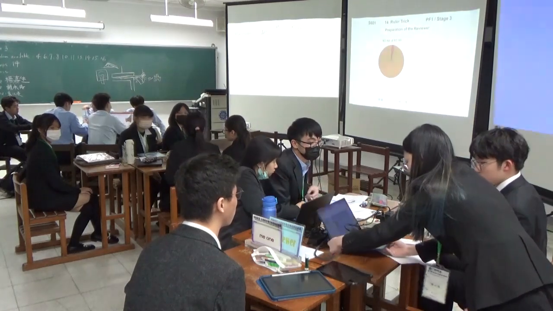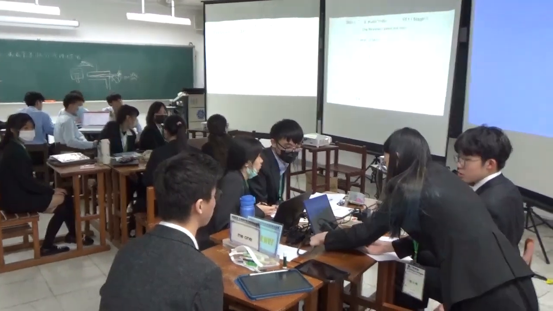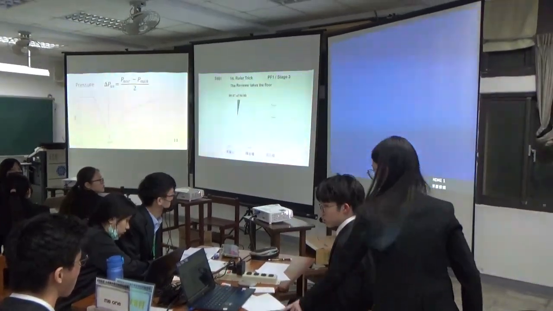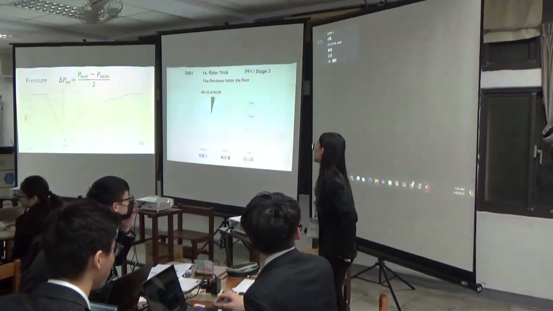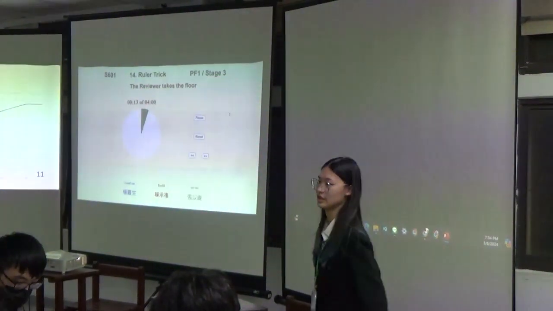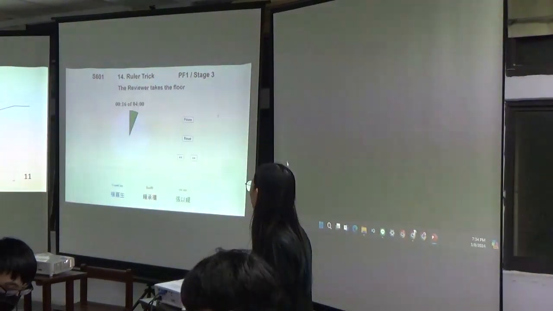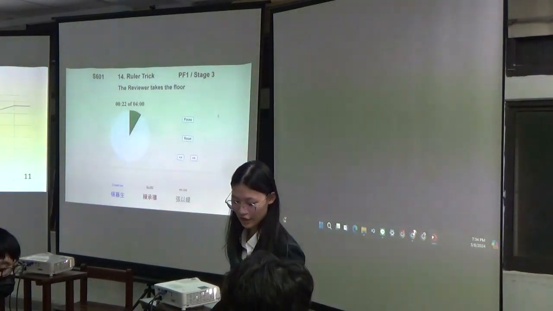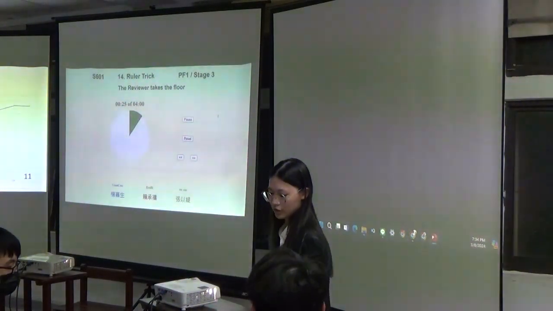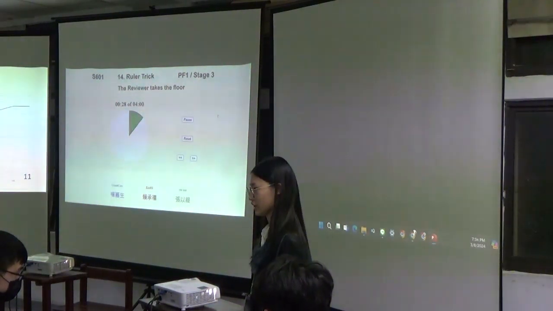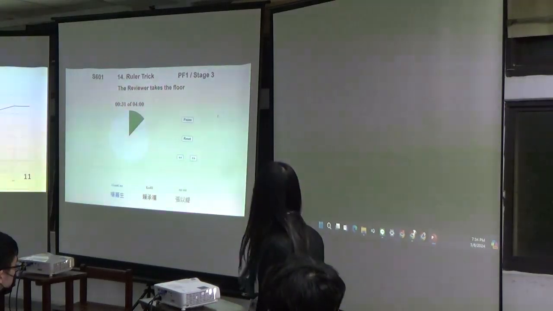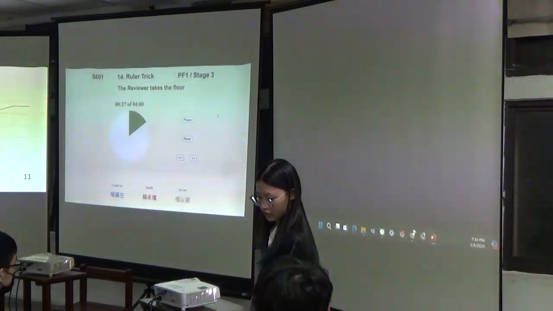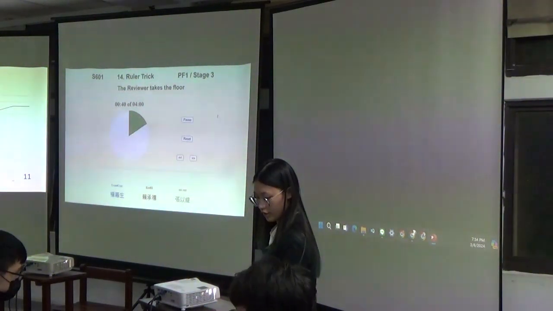Okay, hands up. Reviewer. Honorable judges and worthy debaters, this is Team Me 1 reviewing Problem 14, the ruler trick. As the problem statement stated, this problem asks the reporter to explain the phenomenon and investigate the relevant parameters. I will summarize the reporter's points, which explain the phenomenon by the Lagrange principle, Newton's laws of motion, and also Boyle's law.